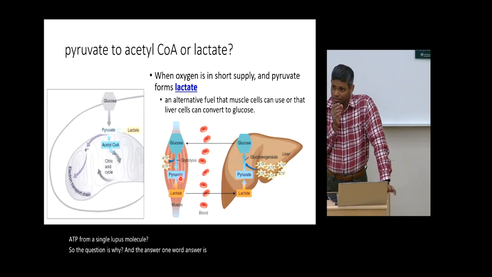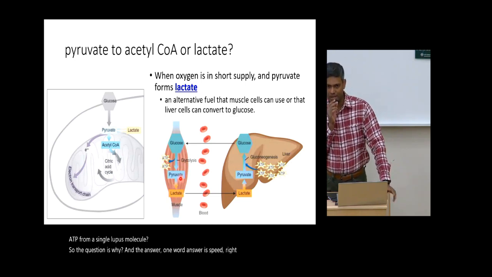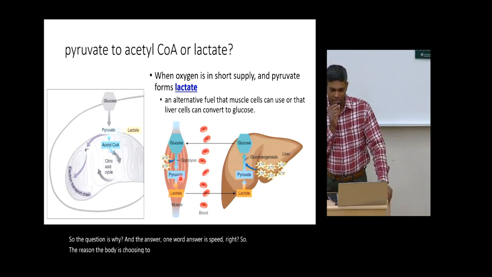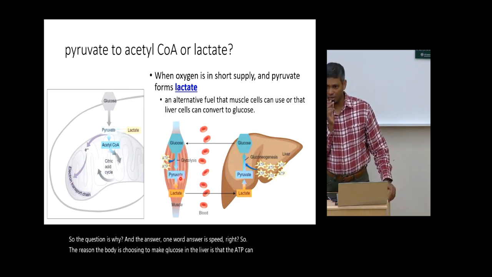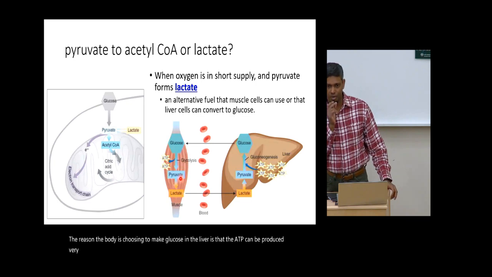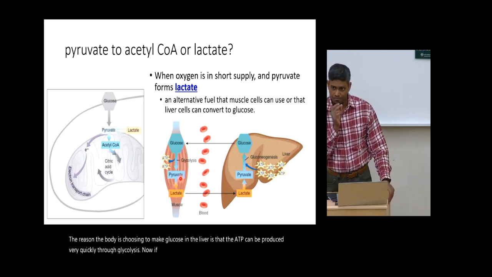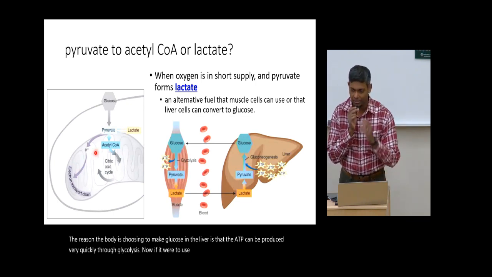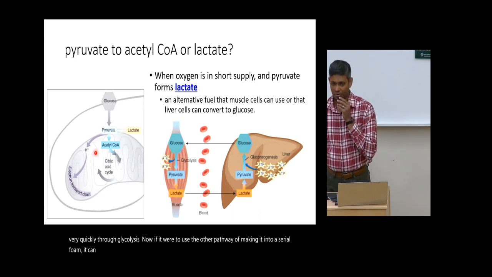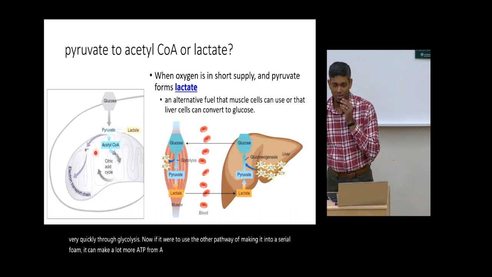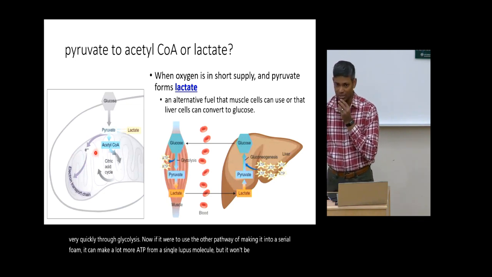So the reason the body is choosing to make glucose in the liver is that the ATP can be produced very quickly through glycolysis. Now if it were to use the other pathway of making it into acetyl CoA, we can make a lot more ATP from a single glucose molecule, but it won't be produced as quickly.